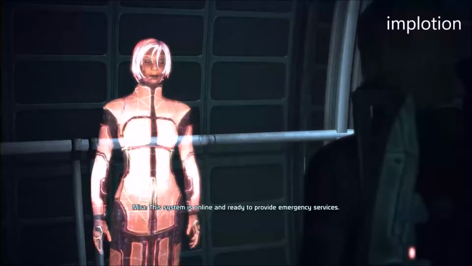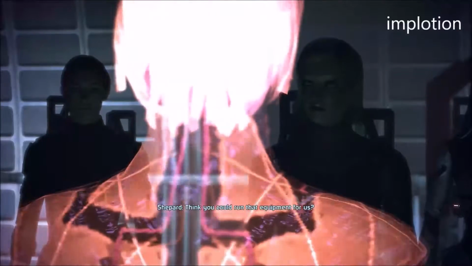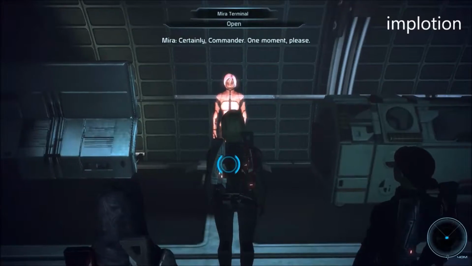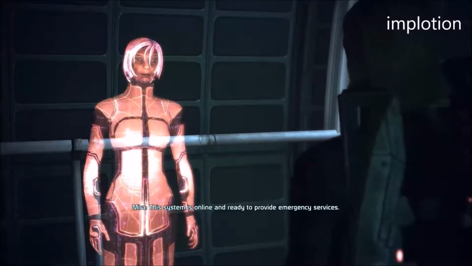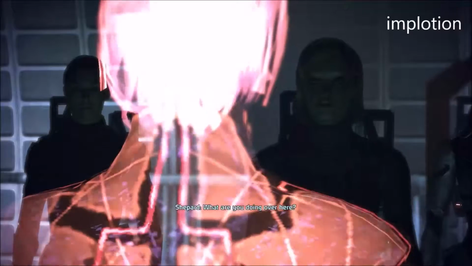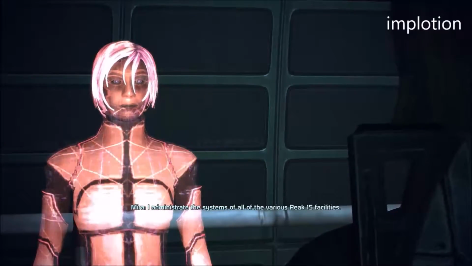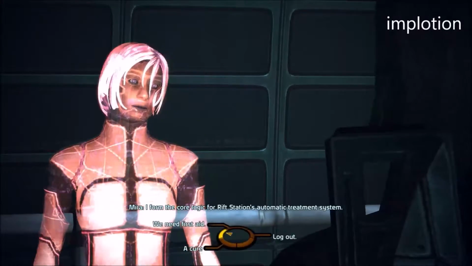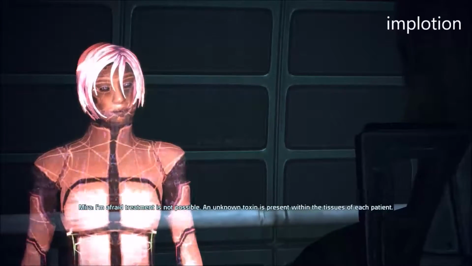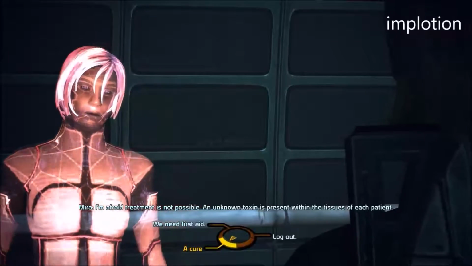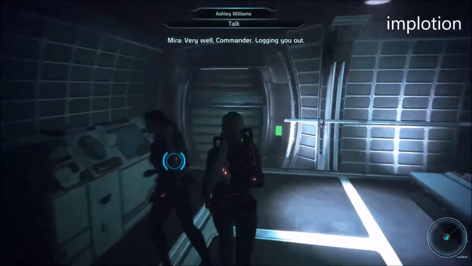This system is online and ready to provide emergency services. Think you could run that equipment for us? Certainly, Commander. One moment, please. This system is online and ready to provide emergency services. What are you doing over here? I administrate the systems of all of the various Peak 15 facilities. I form the core logic for Rift Station's automatic treatment system. What treatments have been attempted? I'm afraid treatment is not possible. An unknown toxin is present within the tissues of each patient. We don't need anything right now. Very well, Commander. Logging you out.